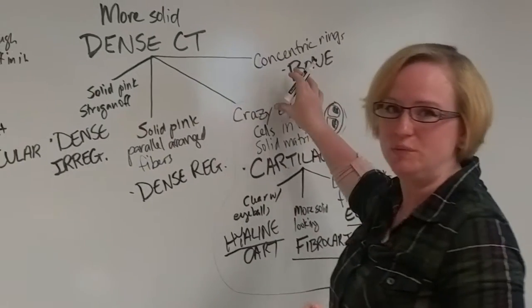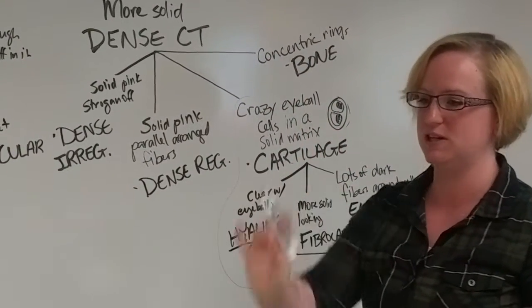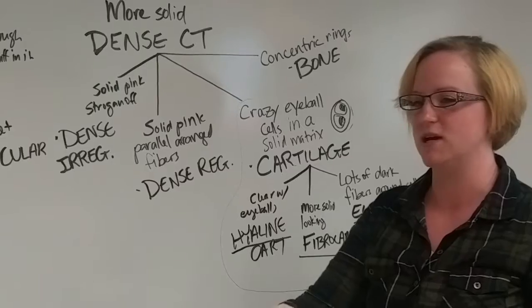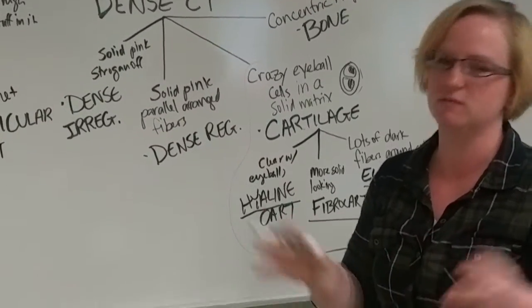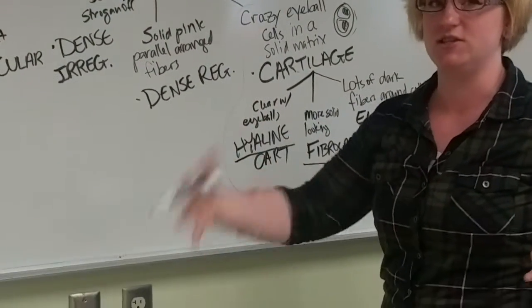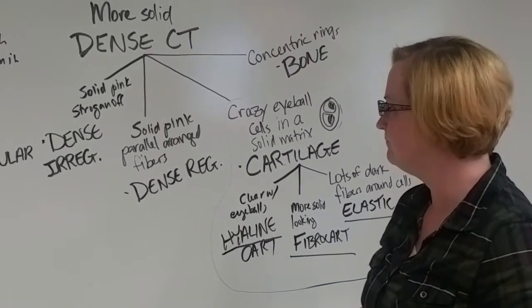And these are super easily recognizable. Like you're gonna look in the microscope and you'll go, oh, I see crazy eyeball shape and I see this matrix. I know it's cartilage. From there, it's just trying to determine which cartilage it is.